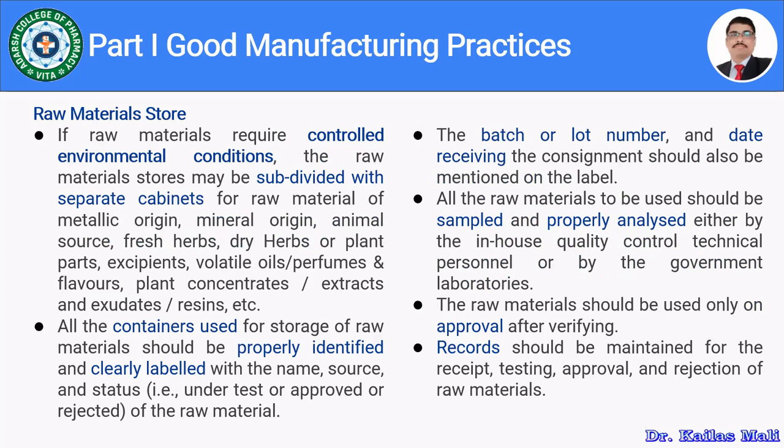The raw material store may be subdivided with separate cabinets for raw material of metallic origin, mineral origin, animal sources, fresh herbs, dry herbs, plant parts, excipients, volatile oils, perfumes, flavors, plant concentrates, extracts, exudates, resins, and so on. There are certain raw materials which require special environmental conditions. So one should subdivide the raw material store into different cabinets. We should make certain sections: storage for metallic origin material, mineral origin material, animal source material, fresh herbs, dry herbs, plant parts, excipients, volatile oils and perfumes and flavors, plant concentrates and extracts, and the exudates and the resins.